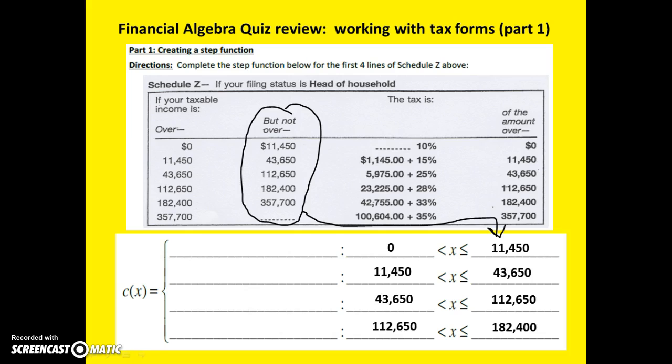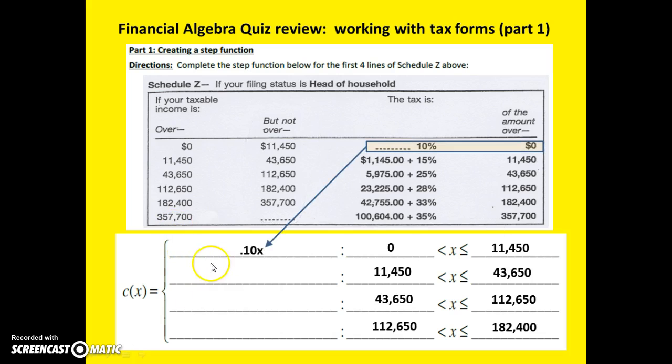Now, where are you going to go for the rest of it? Well, that's where you had to fill out your equation. So you want to look right here. Step number 1, it says 10% of any amount between 0 and 11,450. Okay, so all you had to do was multiply any amount x by 0.10.